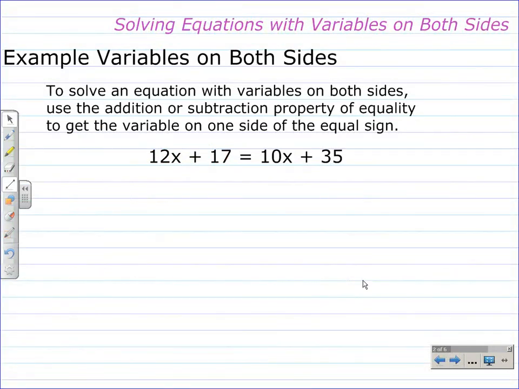Let's take a look at a pretty easy example here. To solve an equation with variables on both sides, use the addition or subtraction property of equality to get the variable on one side of the equal sign. The equal sign is the middle of an equation.